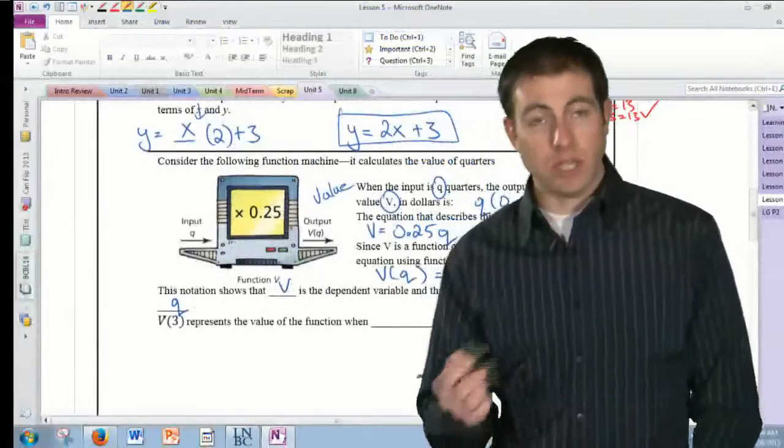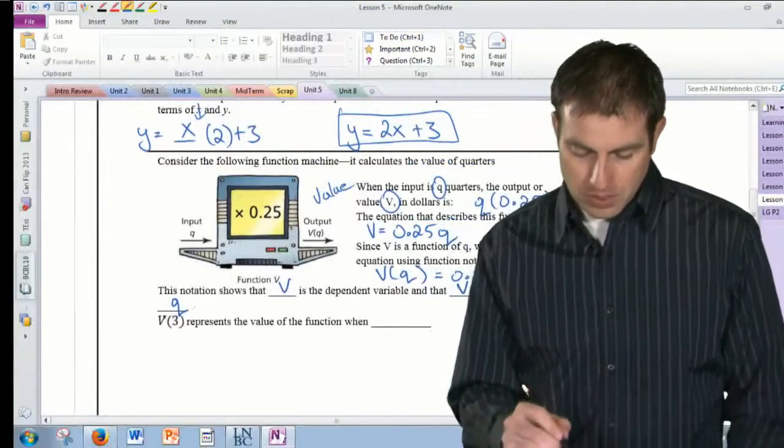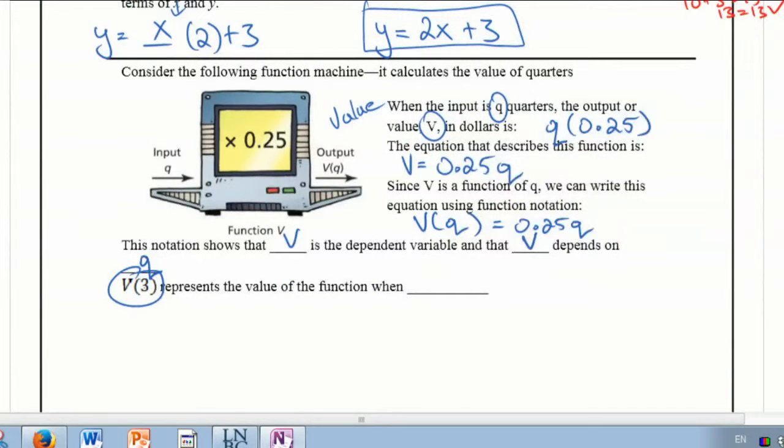Talking about the notation again, if you had something like V of 3, if I were to say it, it would be V of 3. And if you want to think of it this way, what is the value of 3 quarters? V of 3. The 3 has replaced the Q. So it represents the value of the function when we replaced the Q with a 3.